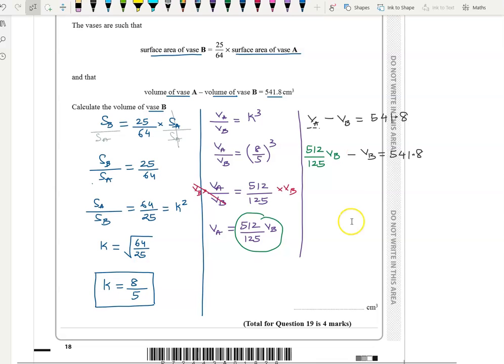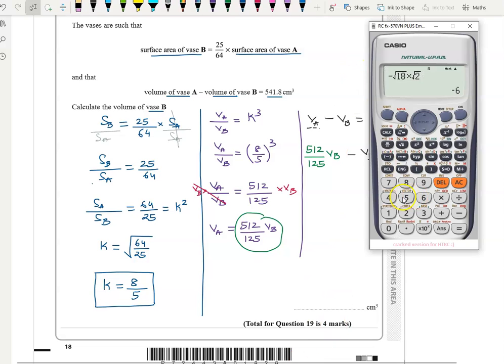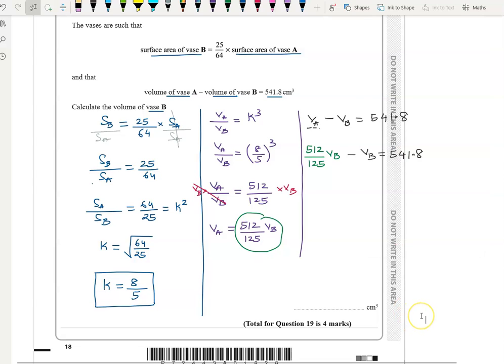So you put in the calculator 512 over 125 minus, there is no number here, so it is 1. So we get 387 over 125. So the decimal is 3.096. So you have 3.096 times volume of B equals 541.8. I want volume of B, so divide both sides by 3.096.